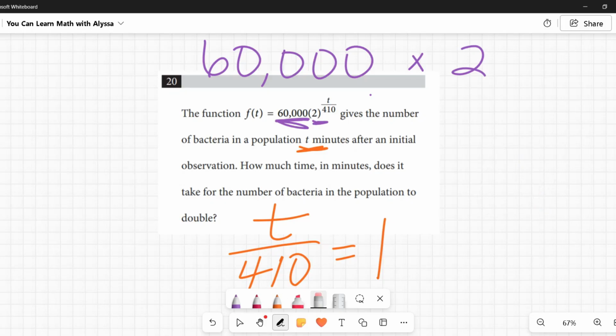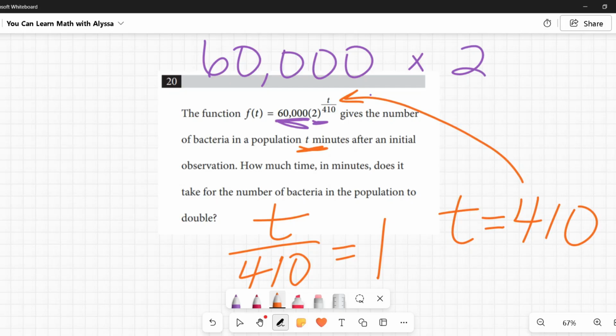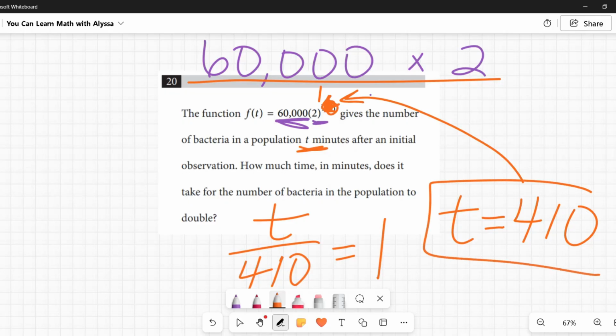Well, I can do this two ways. I can just look at it and use what I know about math, or I can do it algebraically. First, I am just going to look at it and say what I know about math. For a number to be divided by 410 and equal 1, it has to be the same number, right? Like 5 divided by 5 is 1. 10 divided by 10 is 1. So t must be 410. So 410 divided by 410 is 1. If I plug that in there, I get 410 over 410 is 1. Scribble that out and just get 1. Then I have 2 to the power of 1, which is just 2, and I get my 60,000 times 2 like I wanted. So my answer is that t is 410.